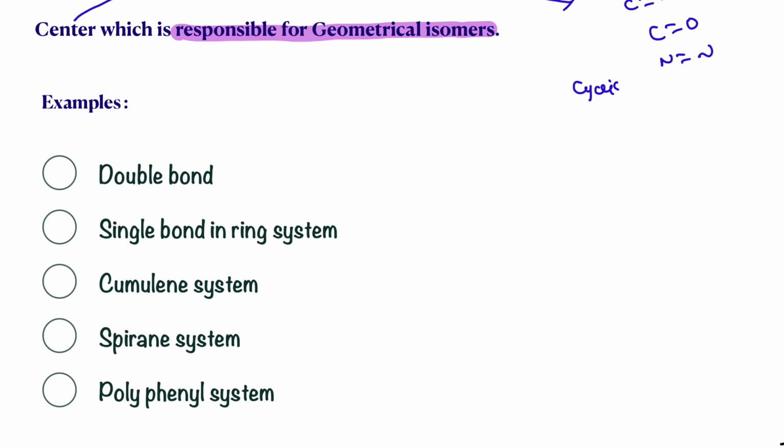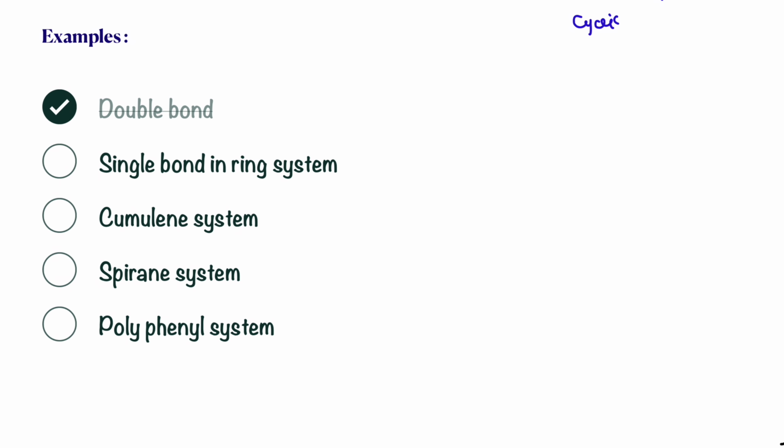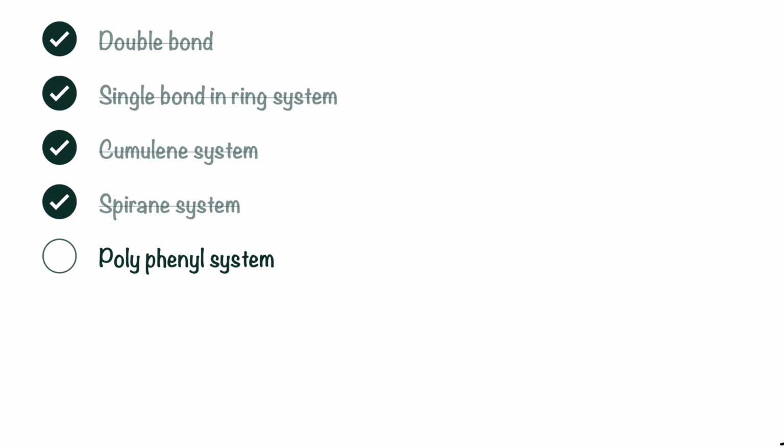Therefore, this C=C, C=N, any double bond or any ring system is said to be a geometrical center. If you see the examples of geometrical centers, the first one is a double bond. Yes, it can be C=C, C=N, C=O, N=N. Single bond in a ring system is also a rigid bond. Cumulene system, we will discuss in detail what is cumulene and how cumulene is produced. Spirane system is also one of the examples of geometrical centers. Even biphenyl system. So these are the examples of geometrical centers. Whenever the molecule contains any one of these geometrical centers, there is a possibility for showing geometrical isomerism.